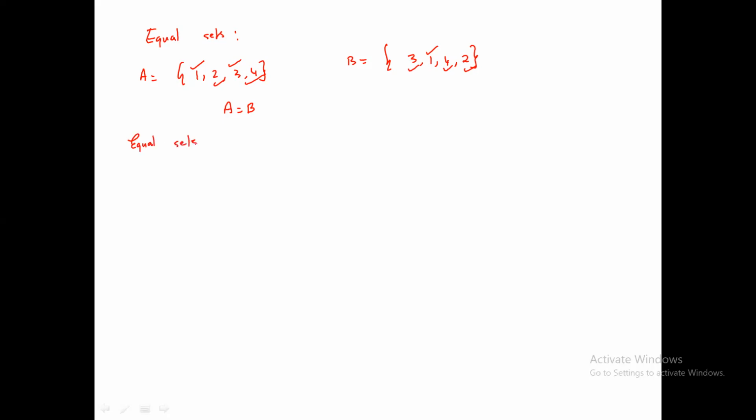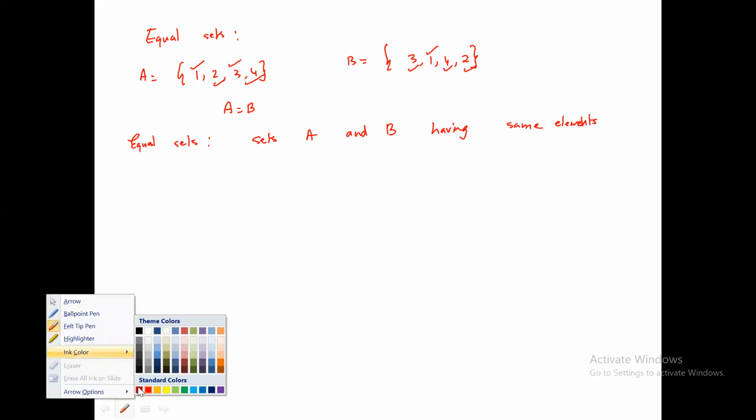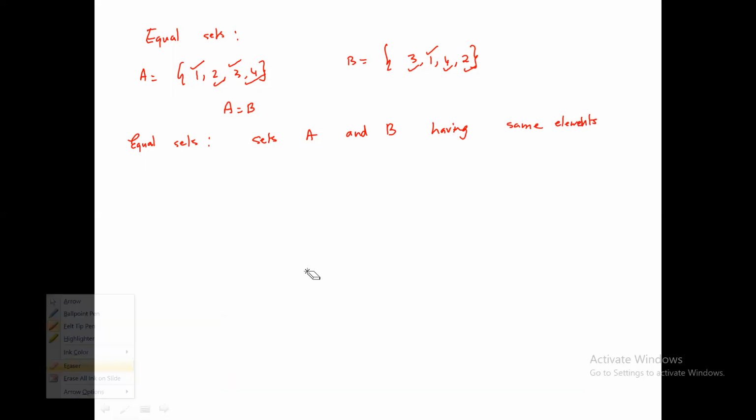So what is the definition for equal sets? Sets A and B having exactly same elements. Such sets are called equal sets. A equal to B.